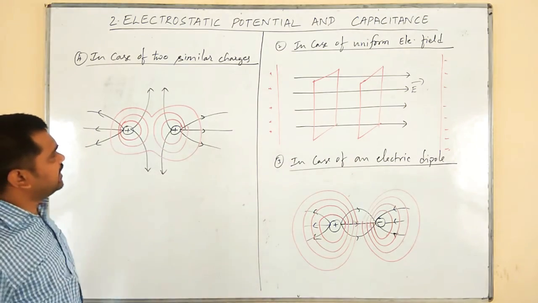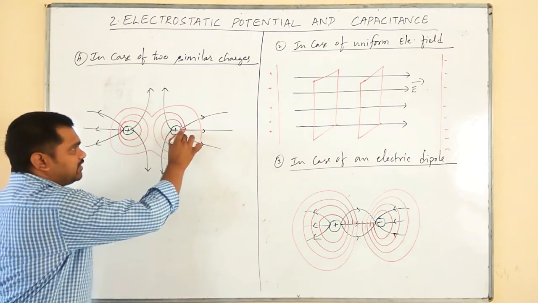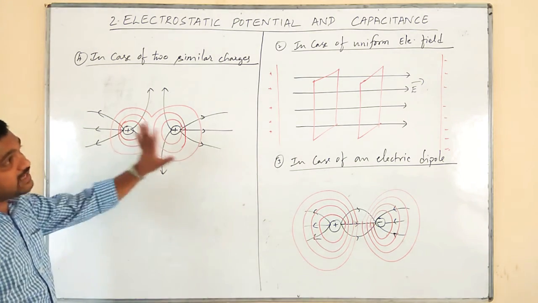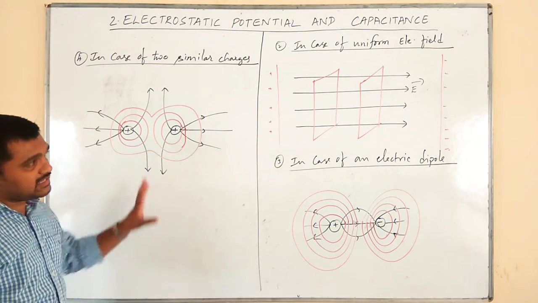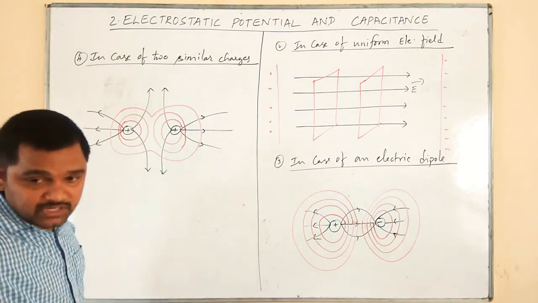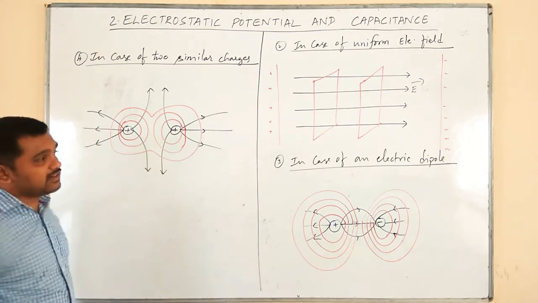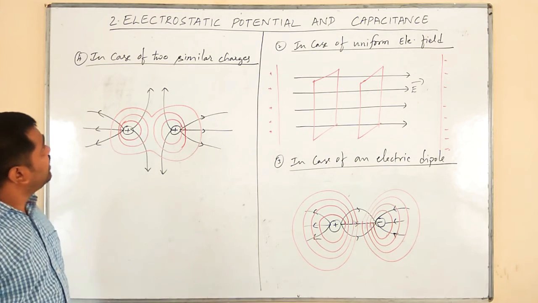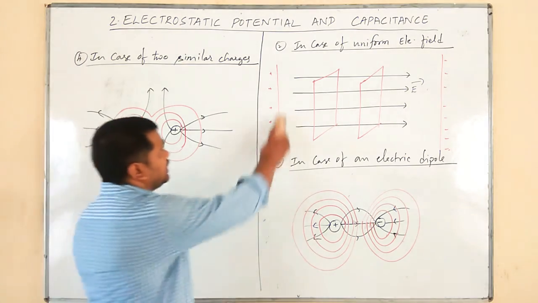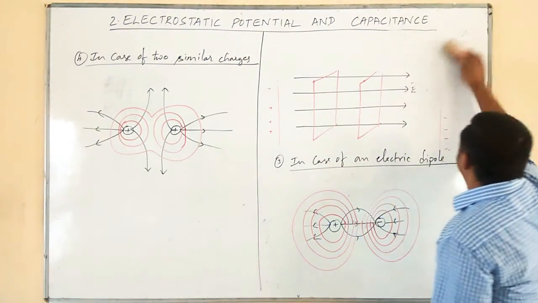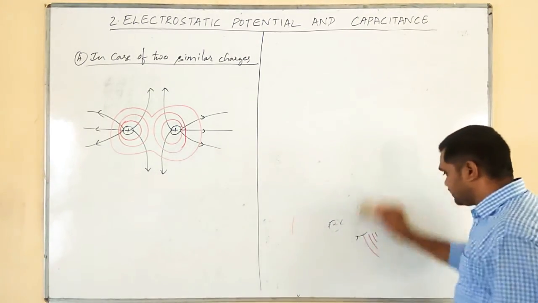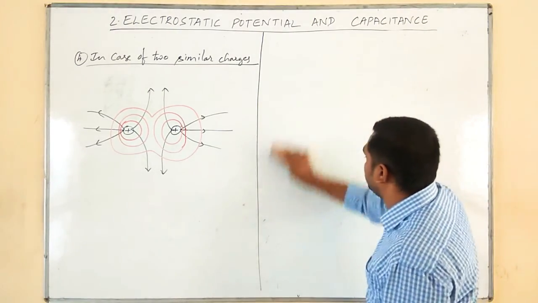Like this, we usually represent the equipotential surfaces in case of two similar charges. These are the four cases which represent the equipotential surfaces for different conditions: that is, for an isolated charge, a uniform electric field, an electric dipole, and the fourth one in the case of similar charges.